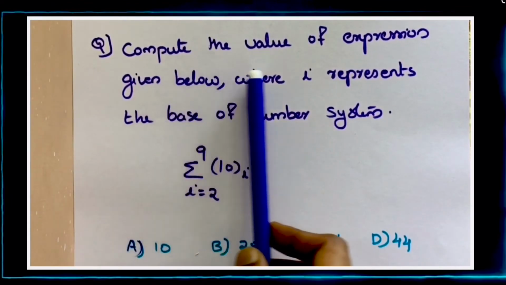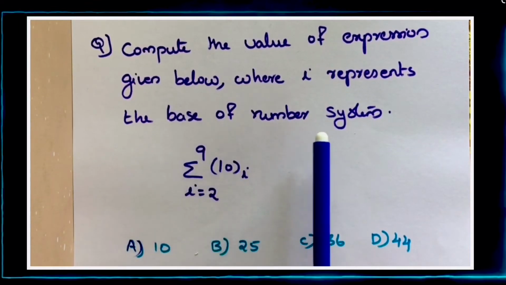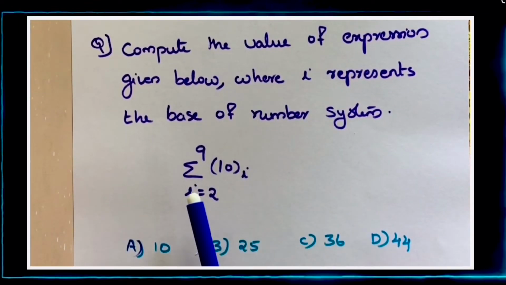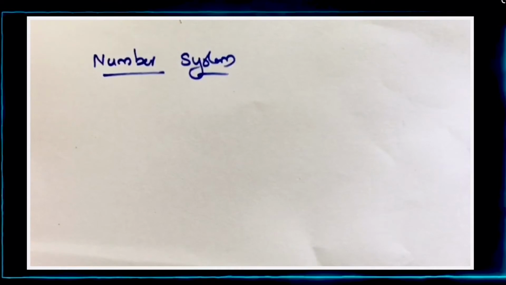Compute the value of expression given below, where I represents the base of number system. Sigma I equal to 2 to 9, 10 base I. Four options A, B, C and D are given. Do you know what is a number system? Number systems are used to represent or express numbers. We have different types of number systems like decimal number system, binary number system, hexadecimal number system, etc.